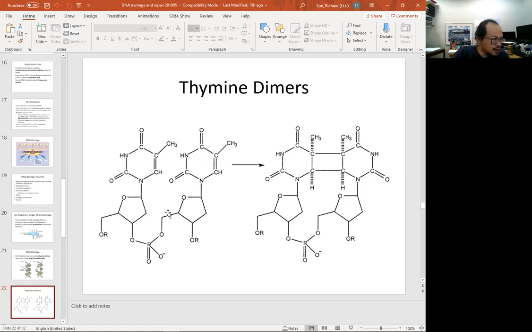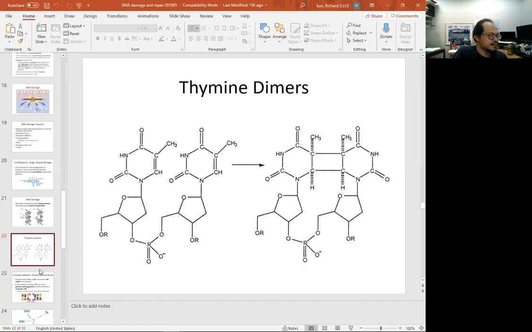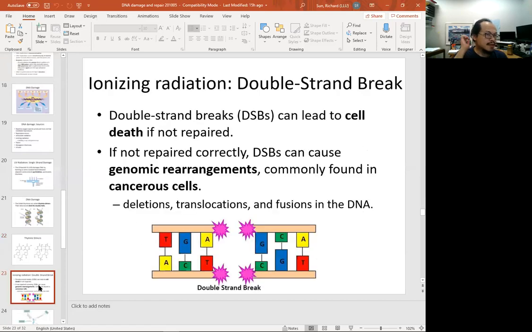If there is UV light, and this one has another pair on the other hand, this UV light will break this hydrogen bond and will form a dimer, a very strong bond here. So that's the thing, okay? Thymine dimer. So that's the UV light causing single strand damage.